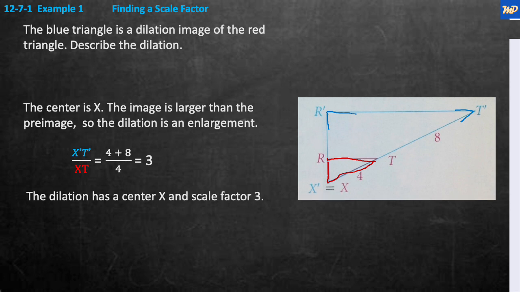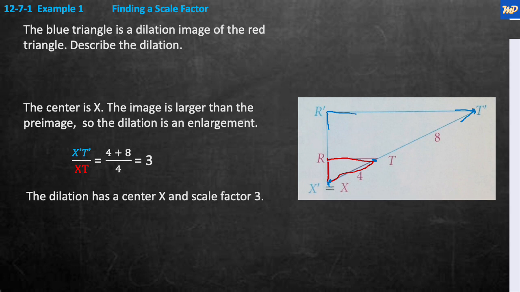So what do you have here though? You have x prime t prime over xt, so you're taking the proportion. We're taking this full length from here to here, which we said is 12, and you're dividing it by the length from x to t. So that's the formula here. 4 plus 8 is 12, divided by 4, divided by where you started.